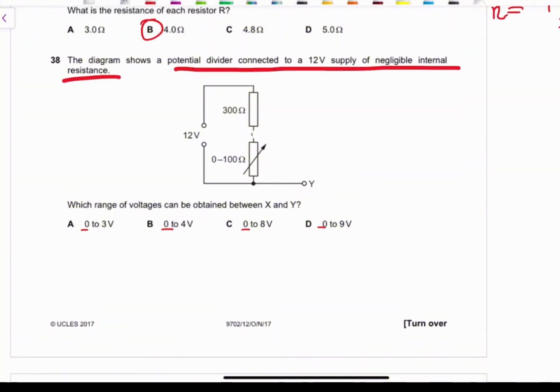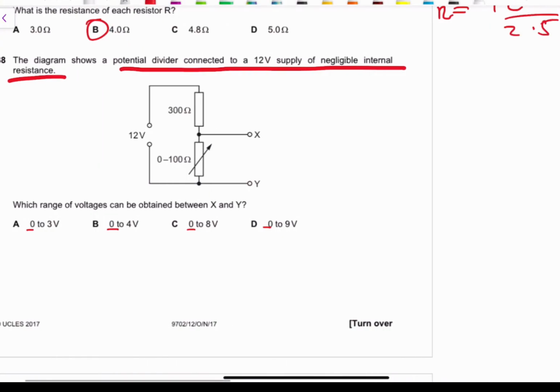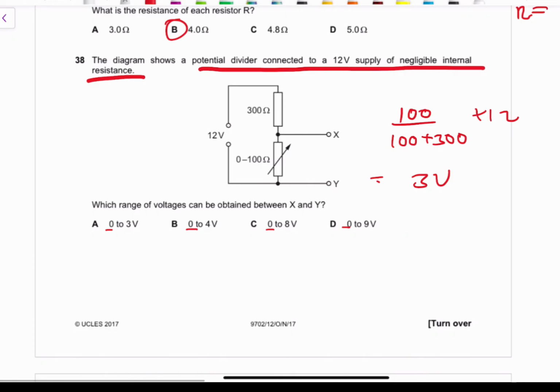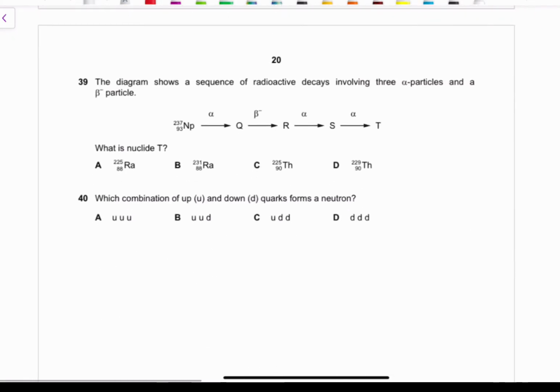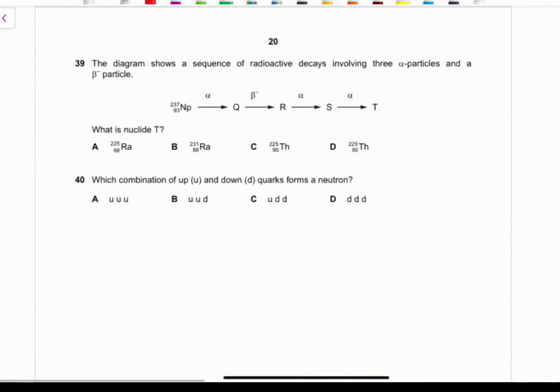But I can move it over here, right? When it's here, it is exposed to the full 100 ohms that are there. So to find the PD across that would be 100 divided by 100 plus 300, multiplied by 12. So 100 divided by 400 multiplied by 12 is actually going to be 3 volts. So the voltage is going to range from 0 up until 3 volts. So it's very important for you to be thinking about those equations.